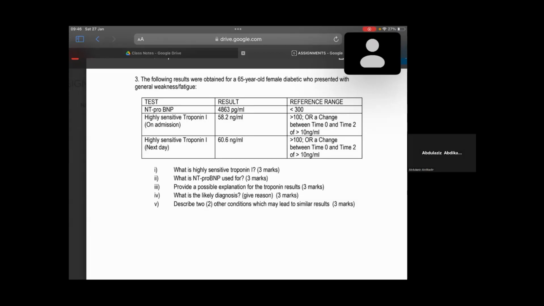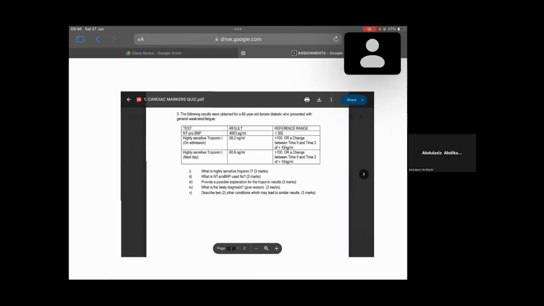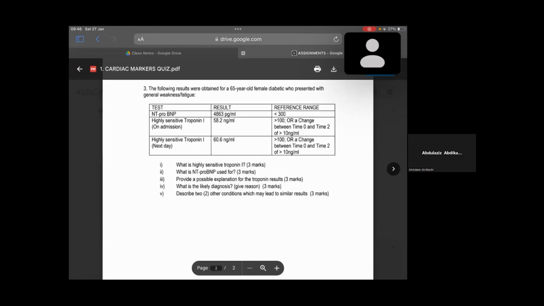Describe two other conditions that may lead to similar results. After the anatomical pathology lecture that will be covered by Abdurrahman, I'm sure you will have several answers to give. Things that can bring ischemia, things that can bring heart failure. You will have several answers. So that one is more of homework for you.